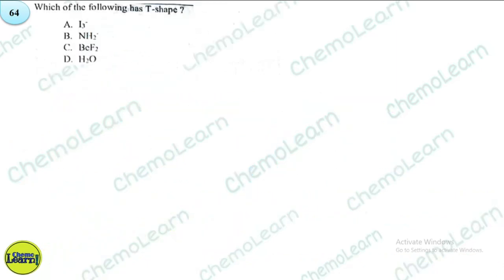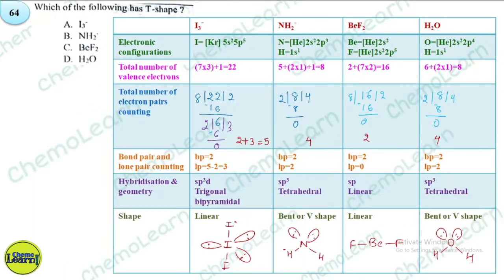Which of the following has T shape? And we are given 4 types of molecules. Okay. So here I have followed a shortcut rule. Here you have to calculate the total number of valence electrons. First of all, you have to calculate the total number of valence electrons from the electronic configuration of all the atoms involved. Then you will calculate the total number of electron pairs.